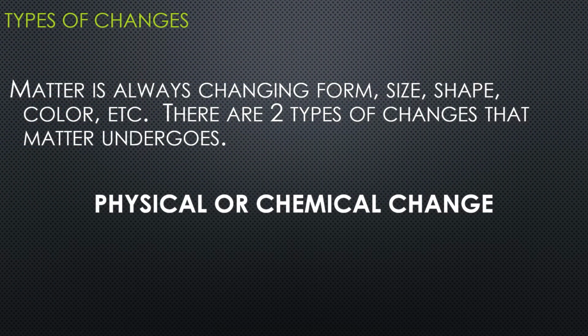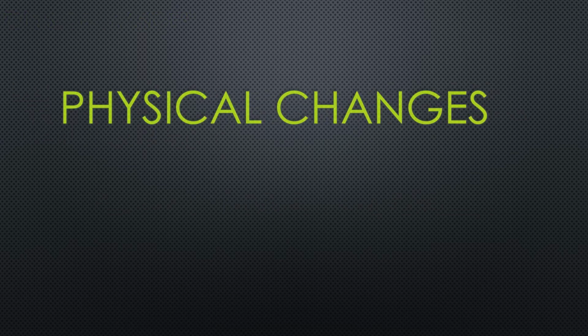So matter is always changing form, size, shape, color, etc. And this is a fundamental thing in the universe. The universe is always changing. Matter is always changing. And there are two types of changes that matter undergoes, either physical or chemical. So let's take a look at physical changes first.